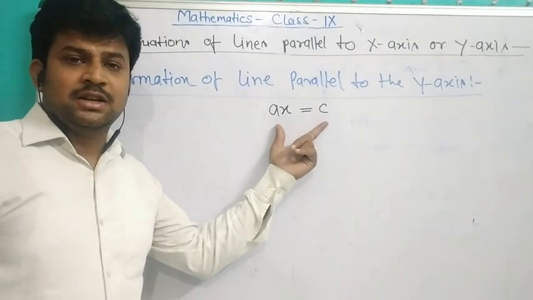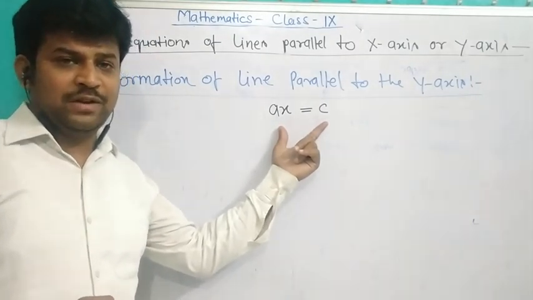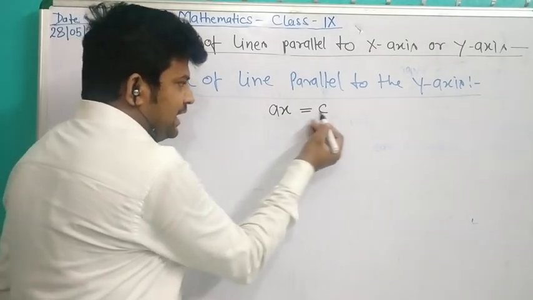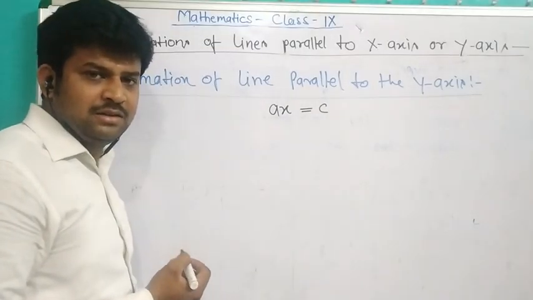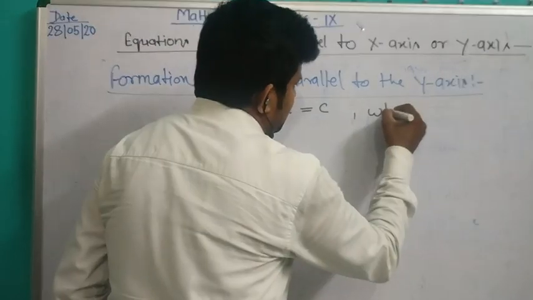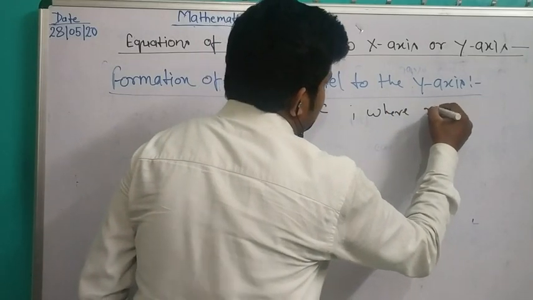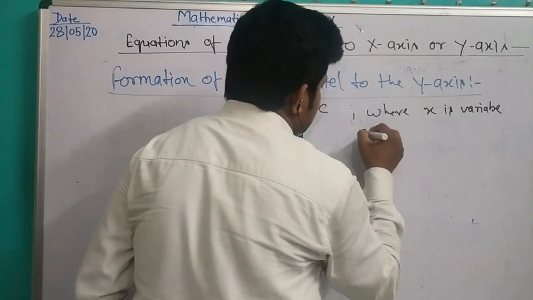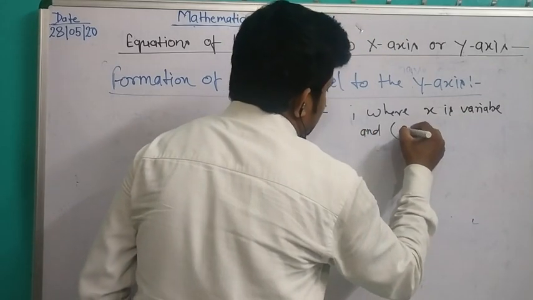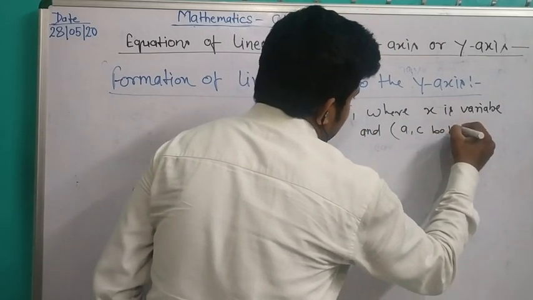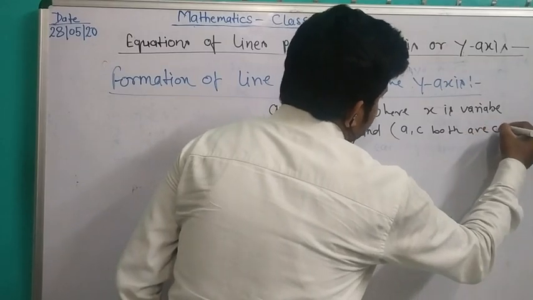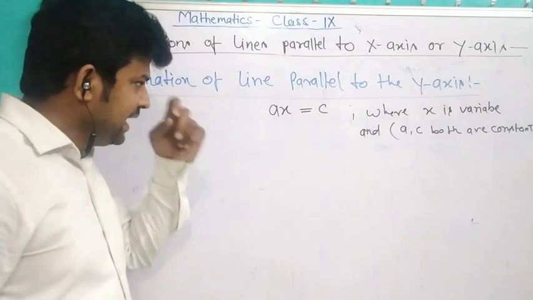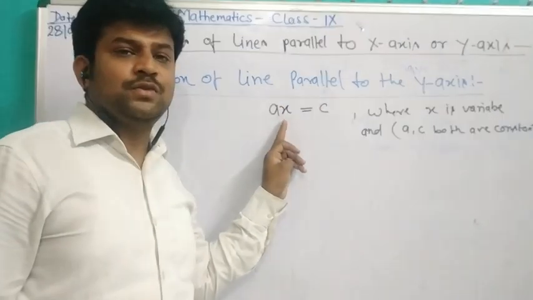This is a linear equation in one variable, because here x is the only variable, and a and c both are constants, where x is the variable and a and c both are constants. Okay, and this is the linear equation in one variable.